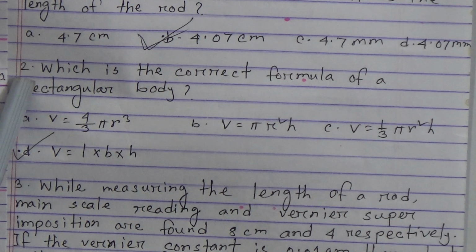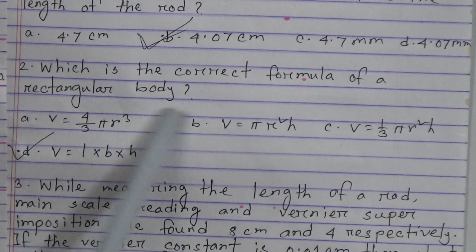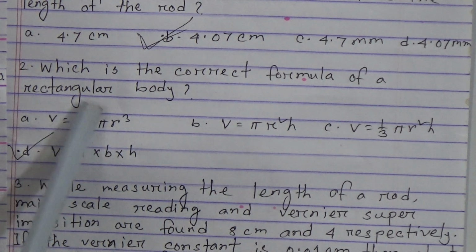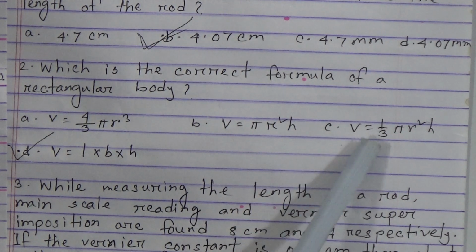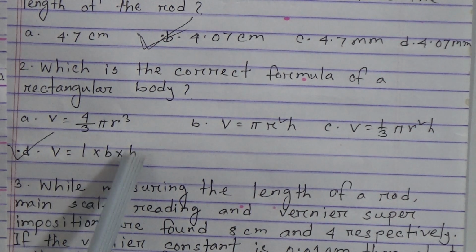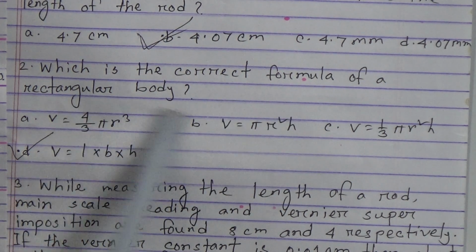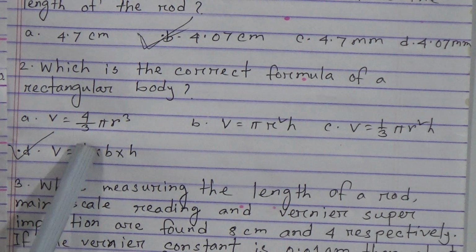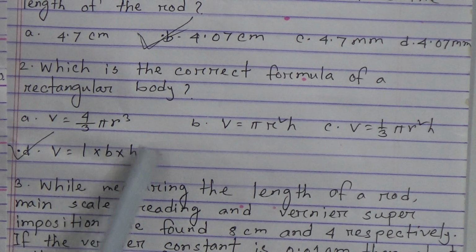Now come to number 2, which is the correct formula of a rectangular body. Option A, V equal 4 by 3 pi r cube. Option B, V equal pi r square h. Option C, V equal 1/3 pi r square h. Option D, V equal L into W into h. That means the formula of the rectangular body is V equal L into W into h, that means length, width and height.